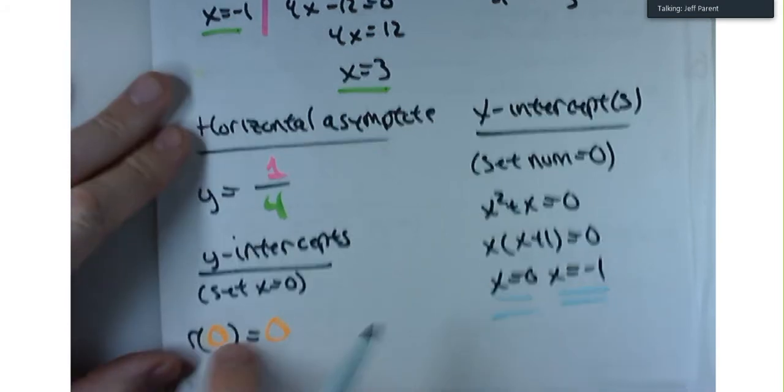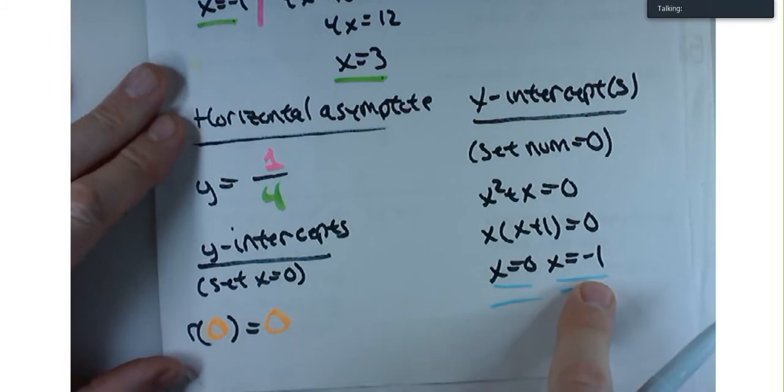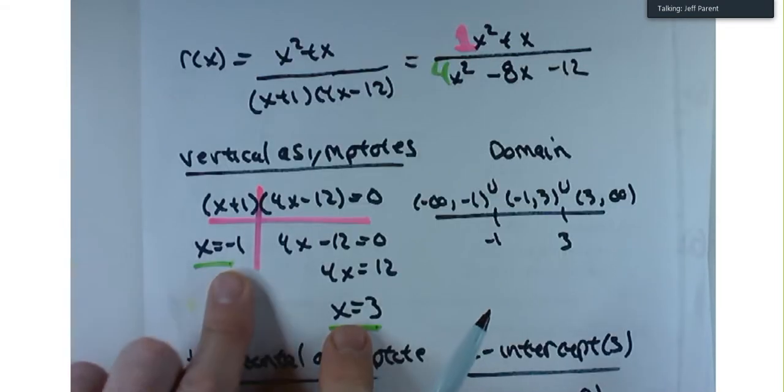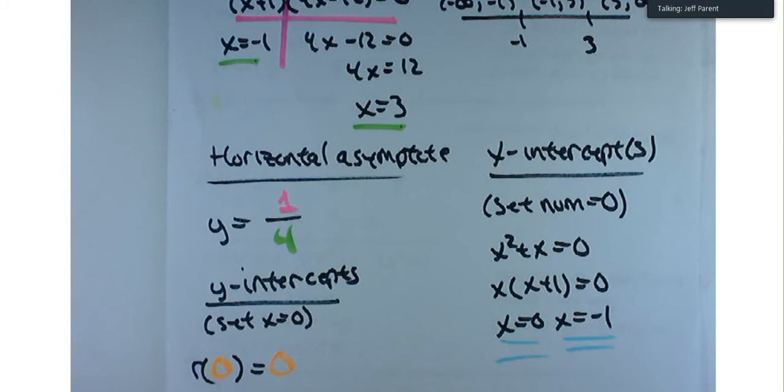So basically this graph should pass through the origin at least once. And it should cross the x-axis someplace else at -1. It should have vertical asymptotes at -1 and 3. And a horizontal asymptote at 1/4. Let's type this in and see if it matches all this stuff.